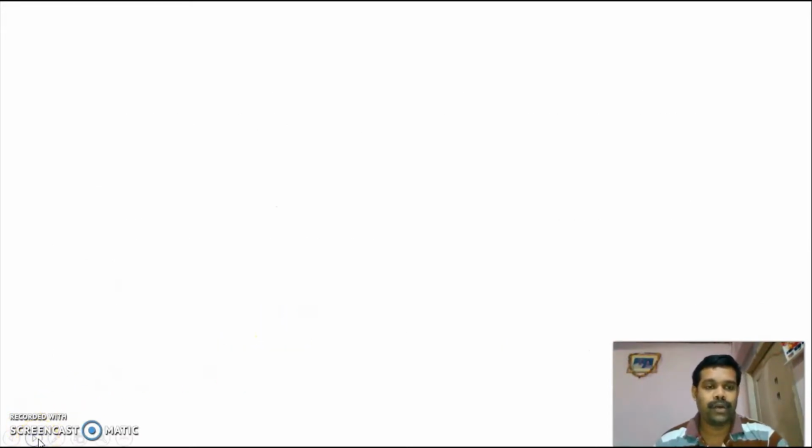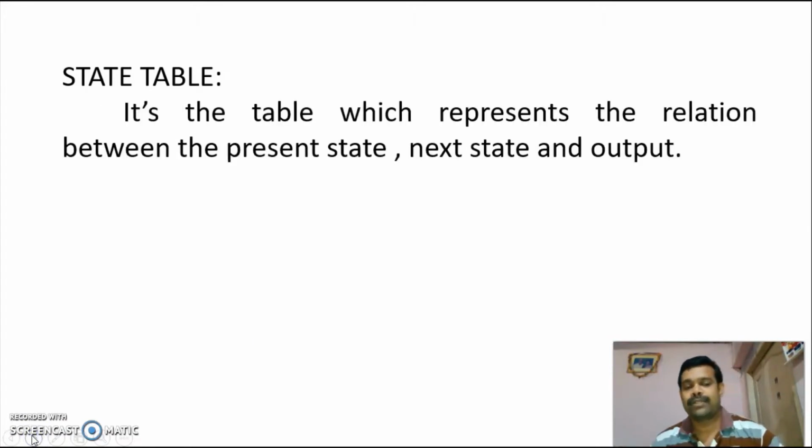Okay. Now next one, state table. So state table is a table which gives a relationship between present state, input, next state and output.